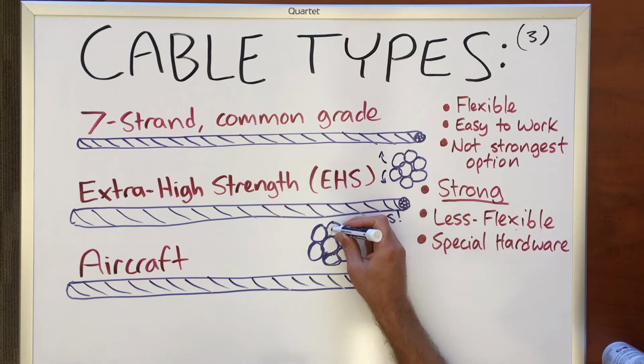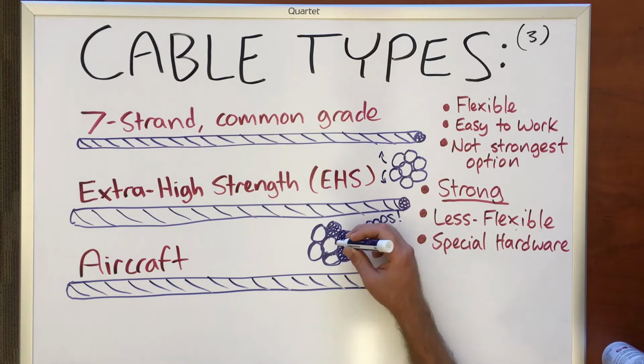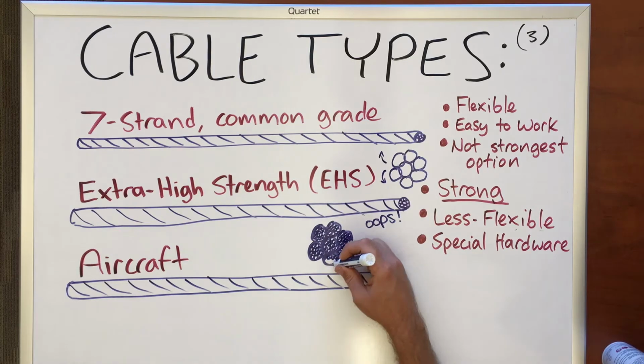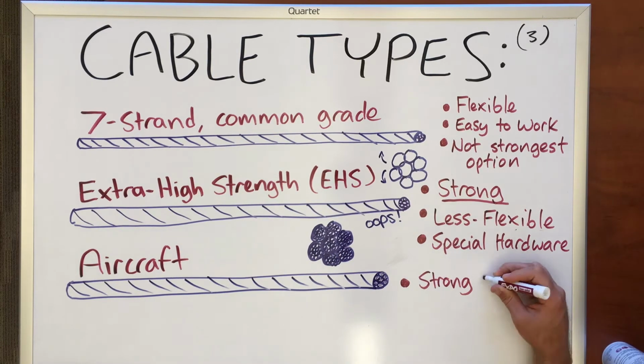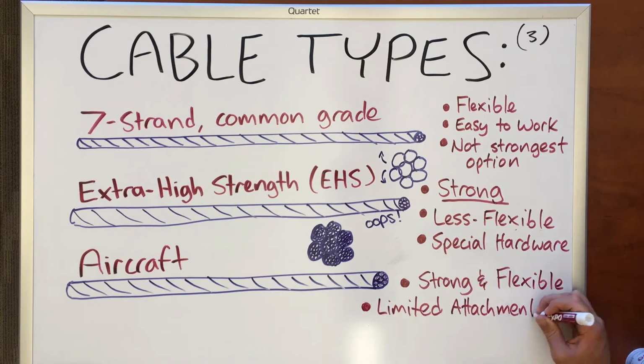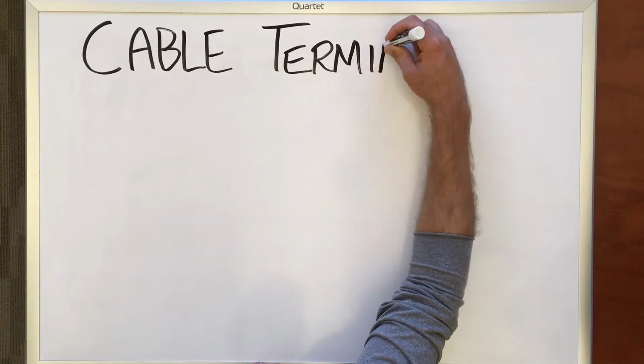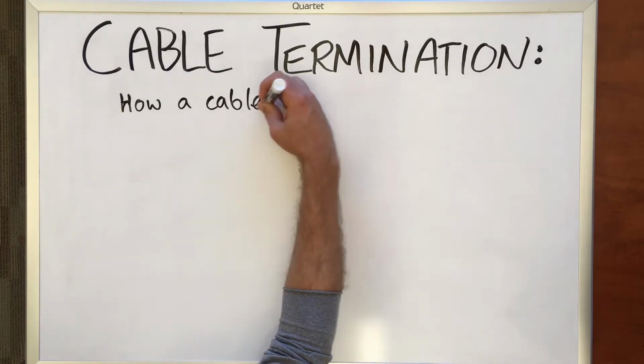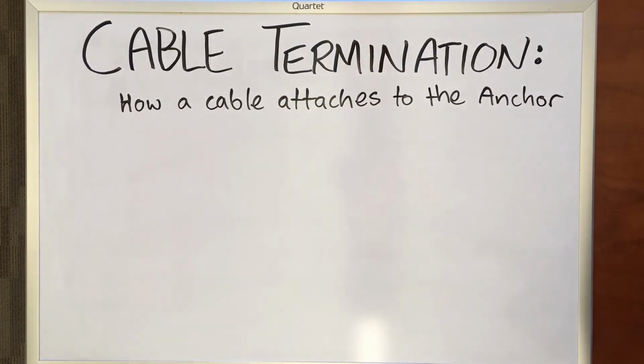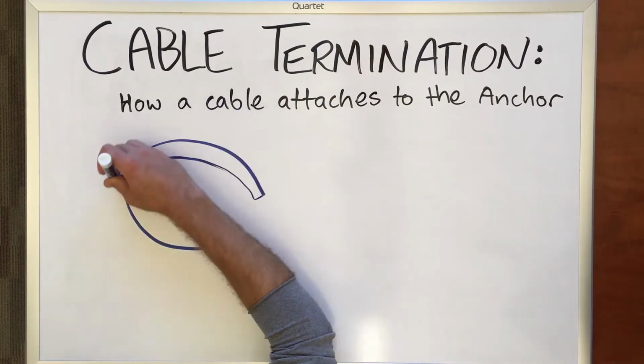Aircraft cable is the third type of cable, but it is used almost exclusively in Australia and the United Kingdom. It's composed of 7 strands with 19 smaller strands inside. It has the benefits of being strong and flexible, with the drawback of having limited attachment options. Cable termination is another way to describe how a cable attaches to the anchor hardware, and each of these cable types employs a different method of attachment.